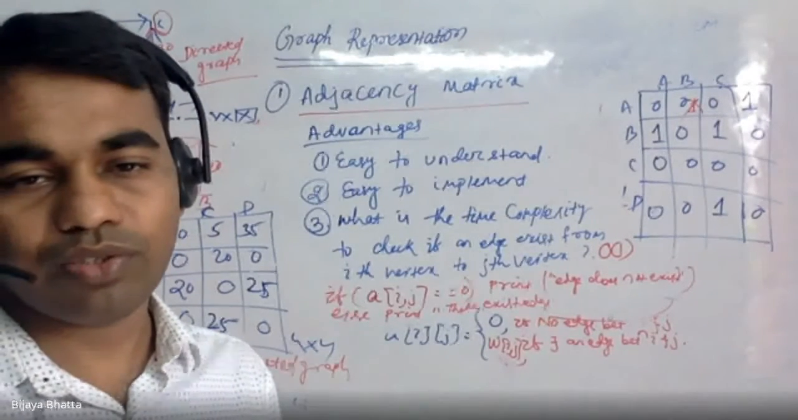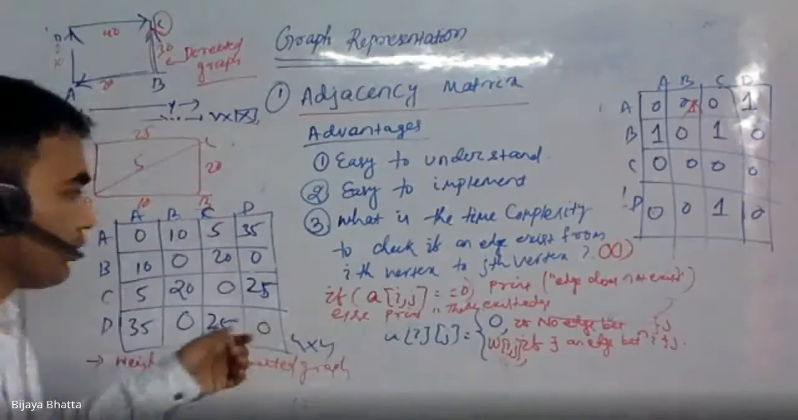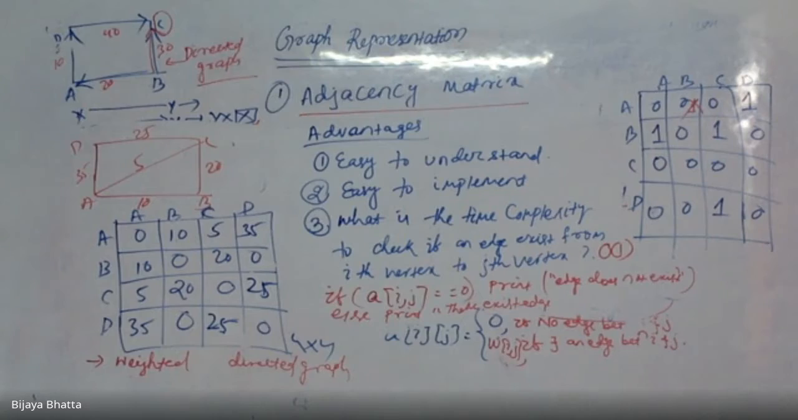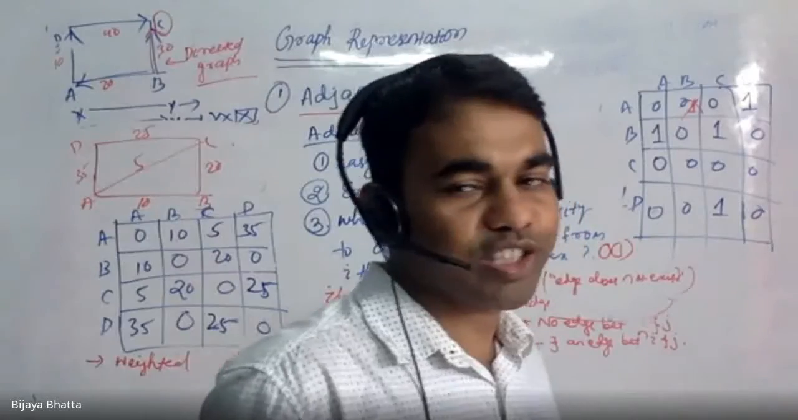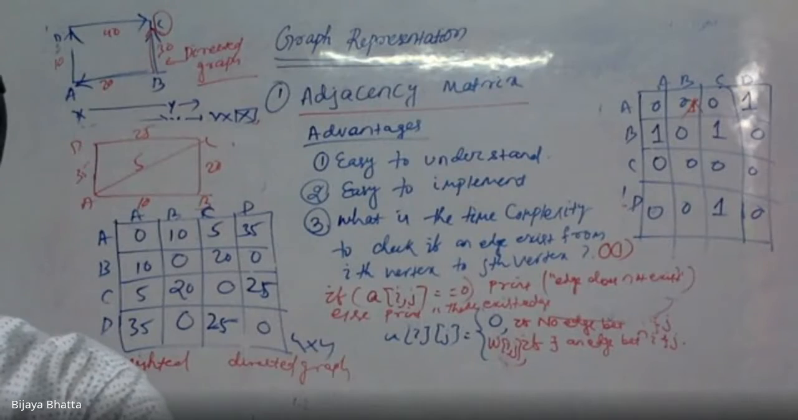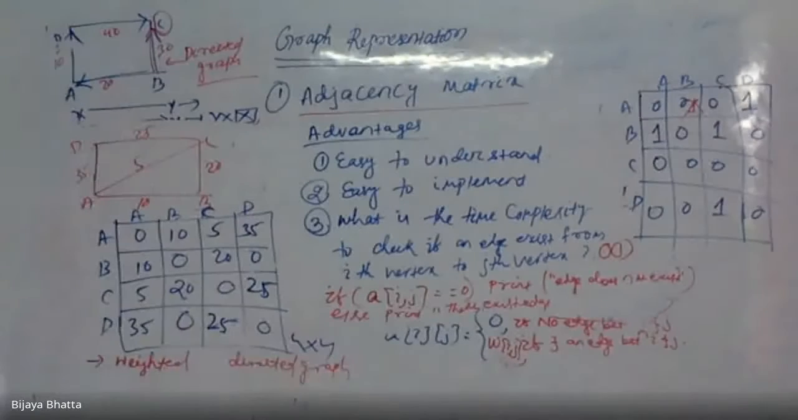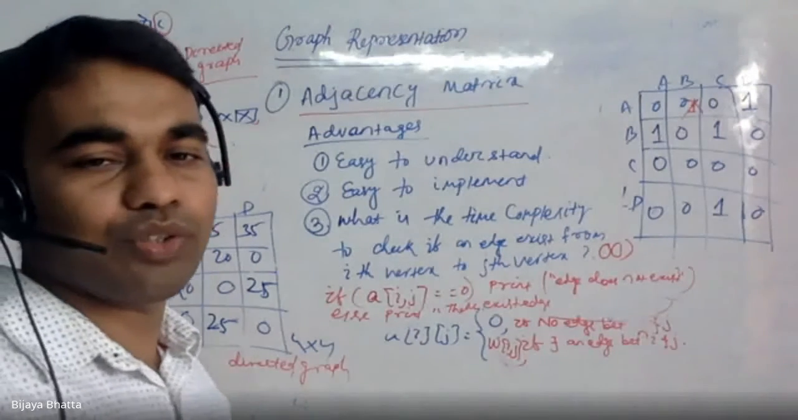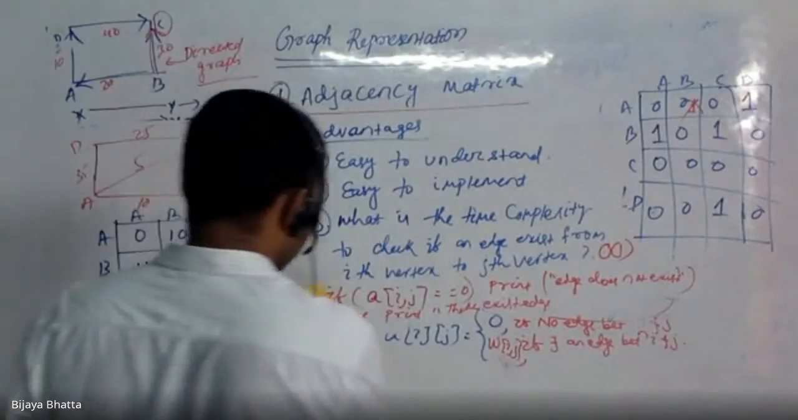Is it making sense? Is it clear for everyone? This is a very important point. If your frequent operation is just to check an edge, then it is very important that you can go for this. Okay, good. So these are some of the advantages. Let me write one more point, which is also very important.